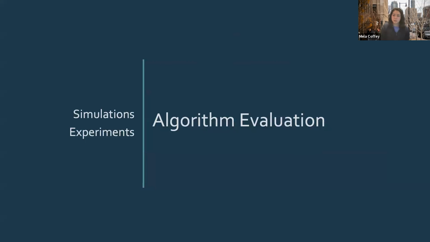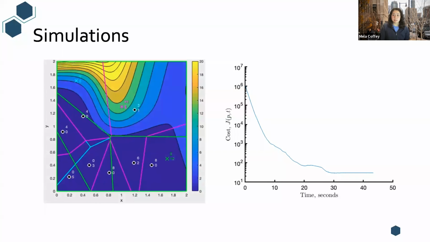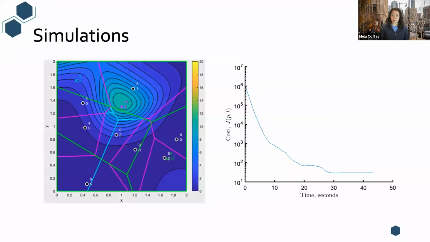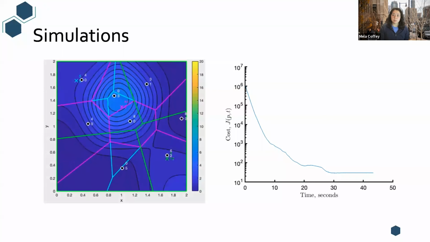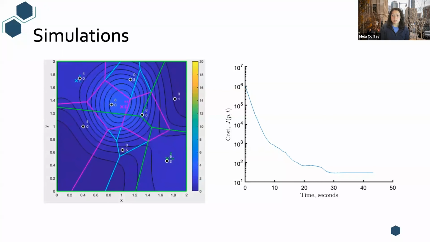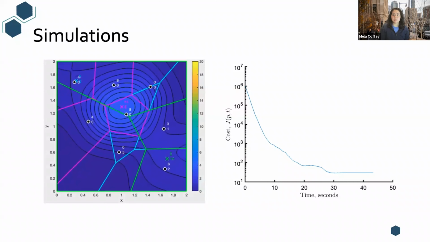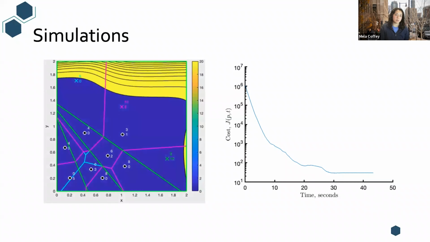And now I'll get into our simulations and hardware in the loop experimental results. So this is the same example that we've been following so far. The robots are solving the minimization problem at each point in time to compute their output. And we see that the total cost decreases and is able to reach a local minimum.